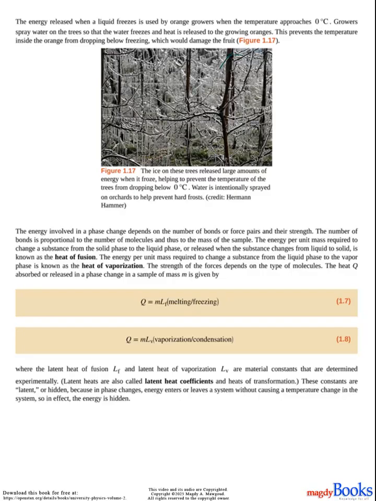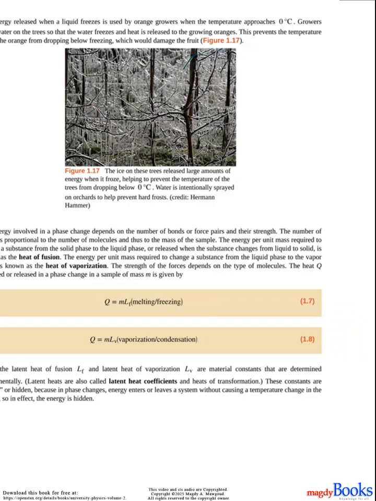Where the latent heat of fusion L_F and latent heat of vaporization L_V are material constants that are determined experimentally. Latent heats are also called latent heat coefficients and heats of transformation. These constants are latent or hidden because in phase changes, energy enters or leaves a system without causing a temperature change in the system, so in effect, the energy is hidden.